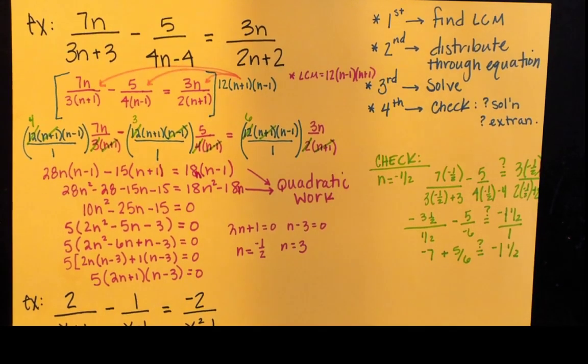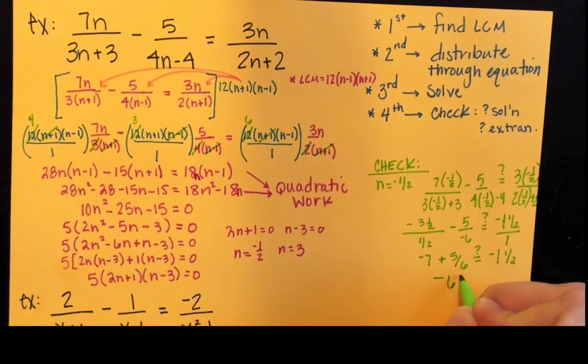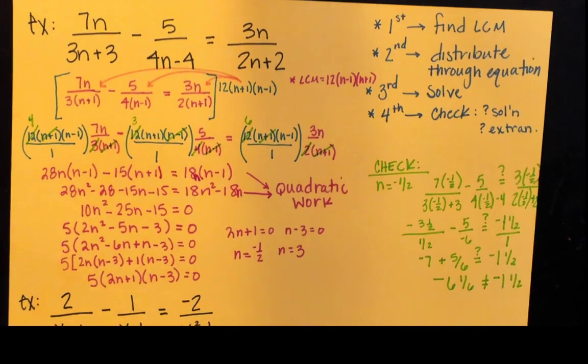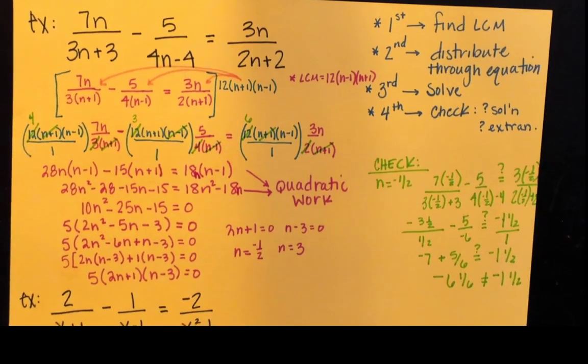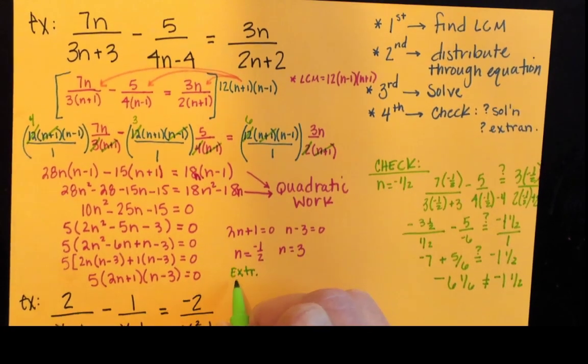And the answer is no, because negative 7 plus 5 over 6 is a negative 6 and 1/6. It doesn't equal negative 1.5. So we just found out that this is an extraneous solution. Doesn't count.